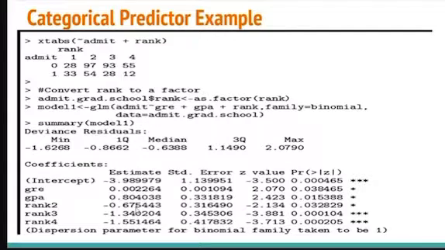Of course, you know why we have rank 2, 3, 4. Rank 1 is the reference. R has automatically referenced that. And the estimate that you see, we call that log odd estimate. Log odd, don't forget, log odd estimate.